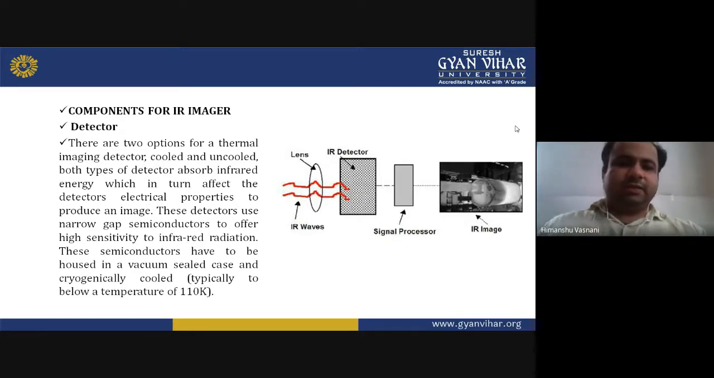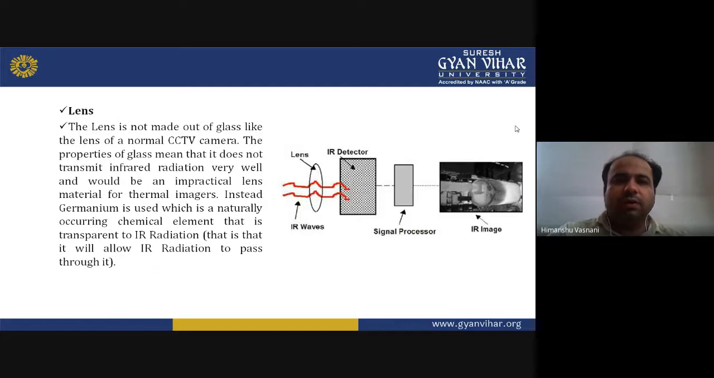These detectors use narrow gap semiconductors to offer high sensitivity to infrared radiation. These semiconductors have to be housed in a vacuum sealed case and technologically cooled. Next is the lens. The lens is not made out of glass like the lens of a normal CCTV camera. Glass does not transmit infrared radiation very well and would be an impractical lens material for thermal imaging. Instead, germanium is used, a naturally occurring chemical element that is transparent to infrared radiation, that is, it will allow infrared radiation to pass through it.